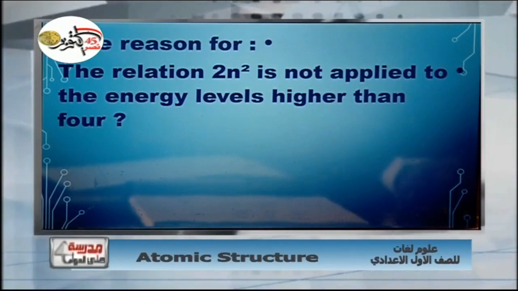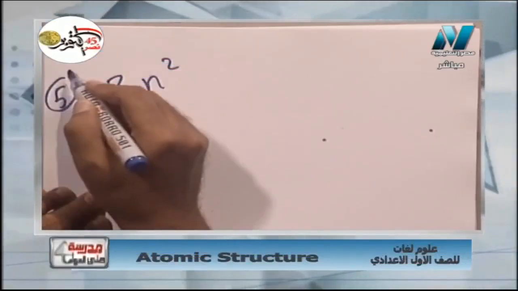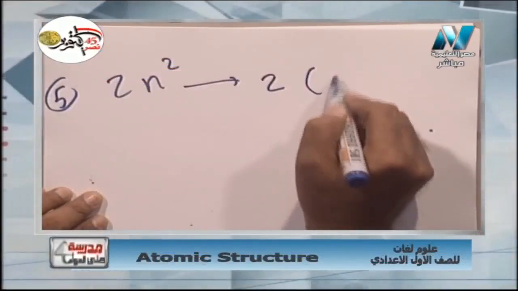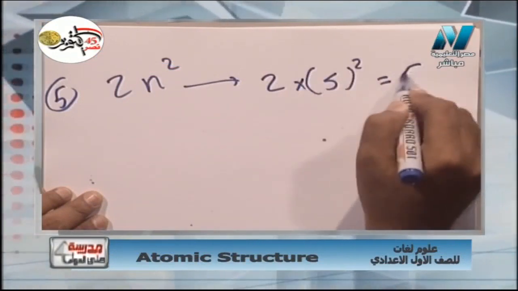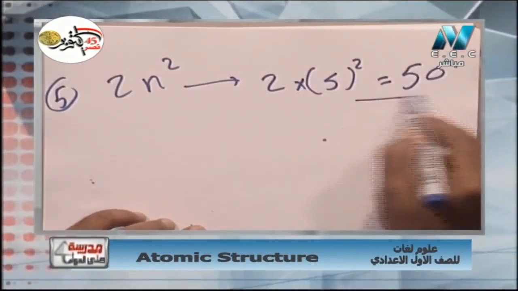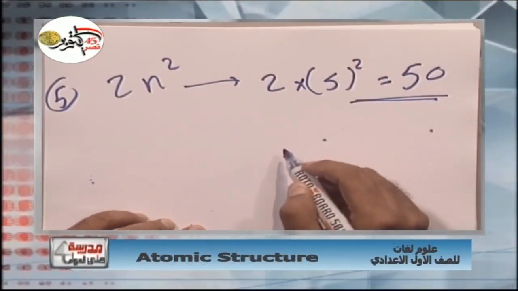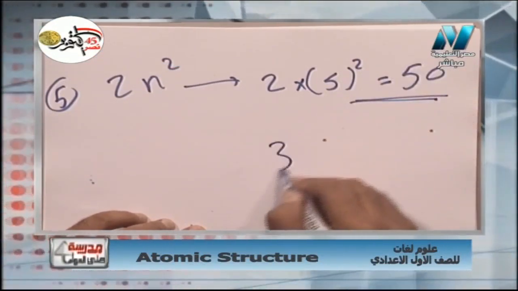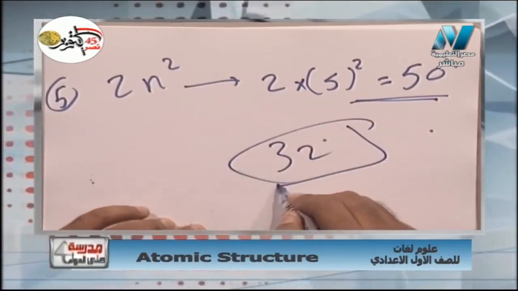But this relation is not applied to the energy levels higher than the 4th one, because if the 5th one were controlled by this relation, 2n squared, with n as number 5, it would be 2 times 5 squared, which is 50. But it is not so in fact, because if any energy level carries more than 32, it will be unstable, and this atom will decompose and be no more.